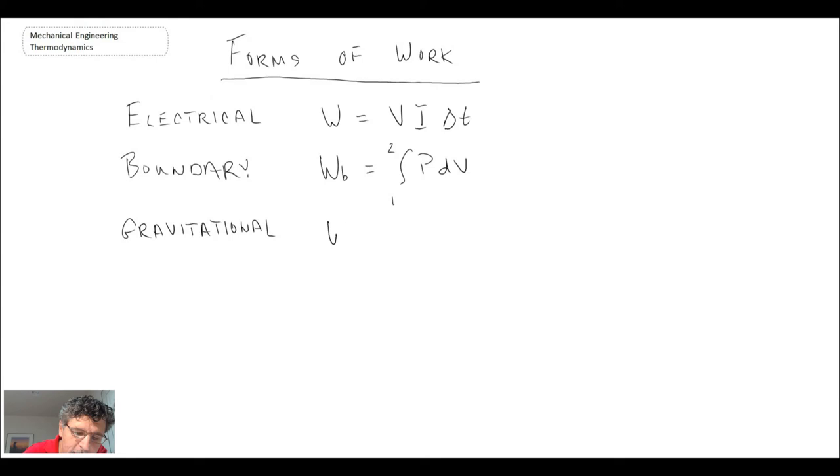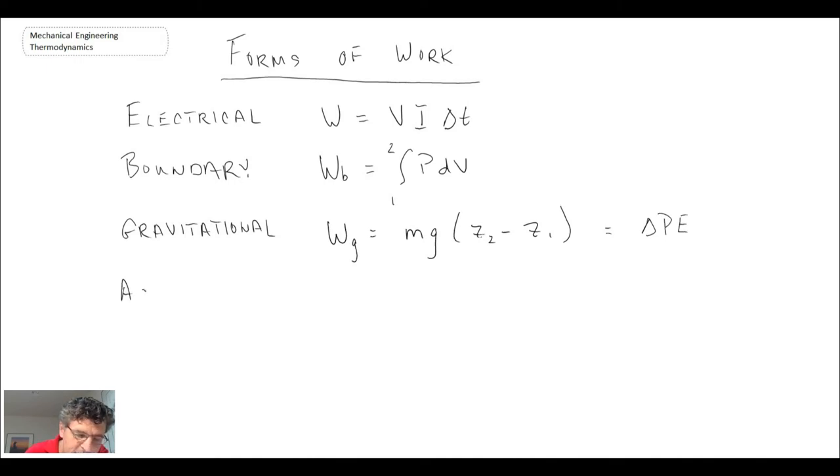And work attributed to gravity, that would be moving through a potential field. In this case, it is that of gravity. And you have to be going through some sort of differential in position, and that is expressed as Z2 minus Z1. So that would be equal to a change in potential energy.